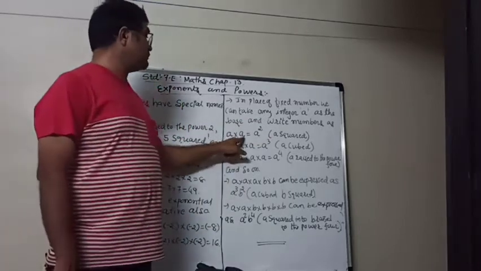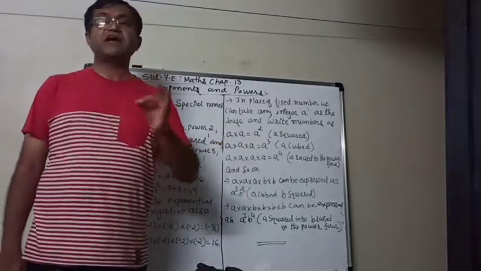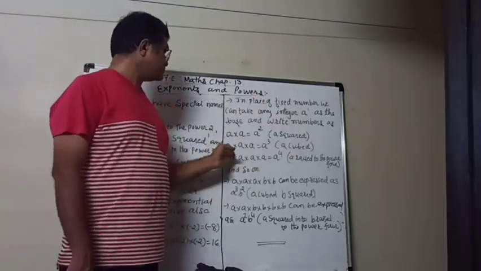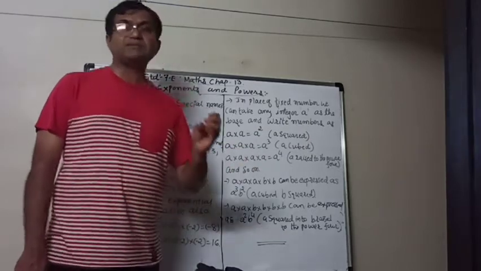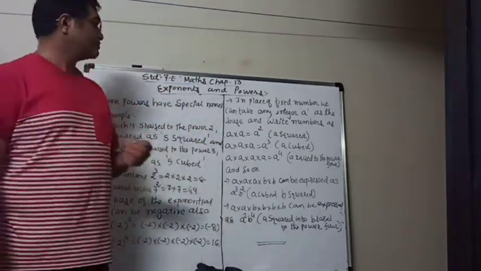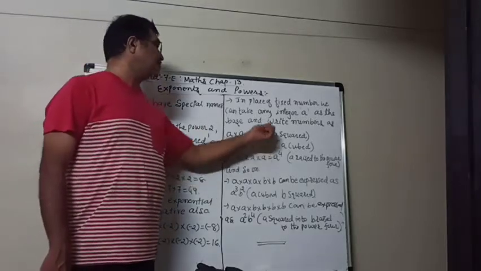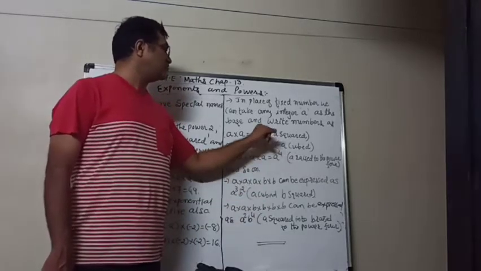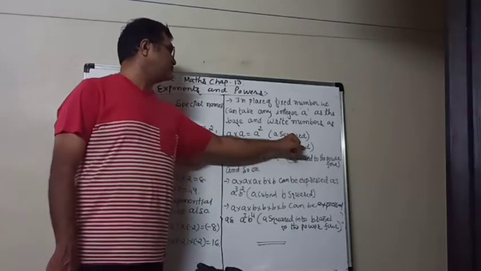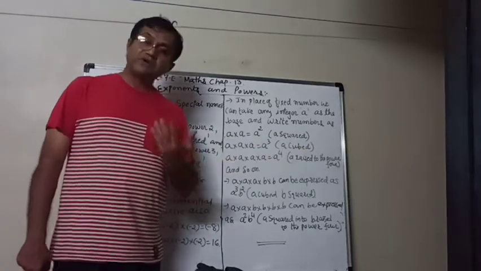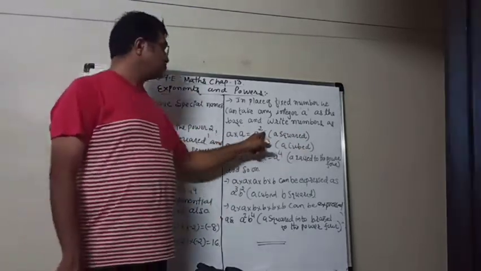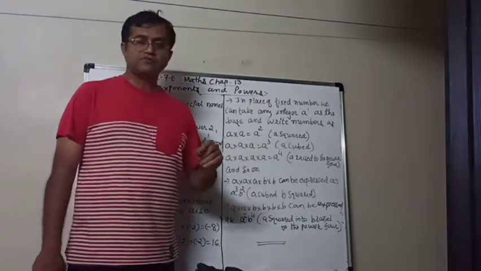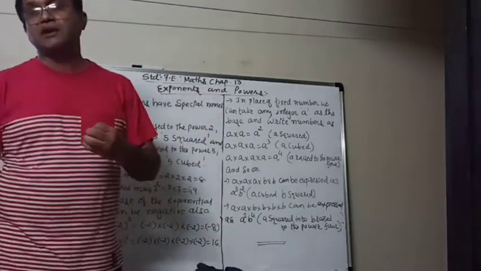A multiplied 2 times is a squared, or a raised to the power 2. If a is multiplied 3 times, a multiplied by a multiplied by a, then we can write it as a cubed. We know that the powers 2 and 3 have these special names: power 2 is squared, power 3 is cubed. But you can also read them as a raised to the power 2, or a raised to the power 3.